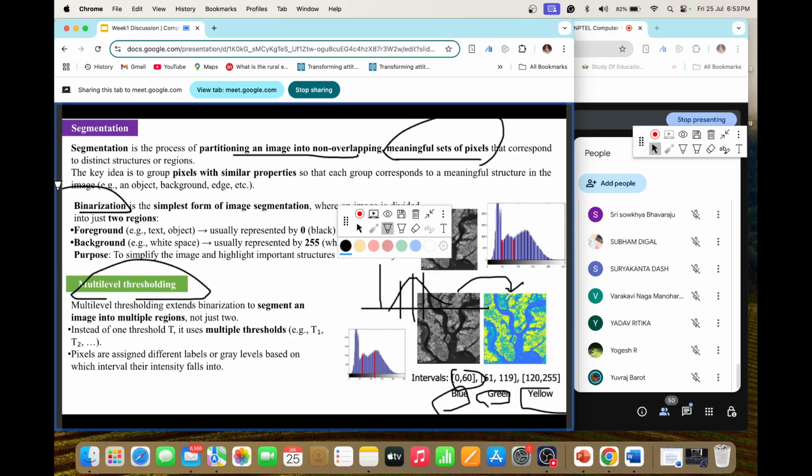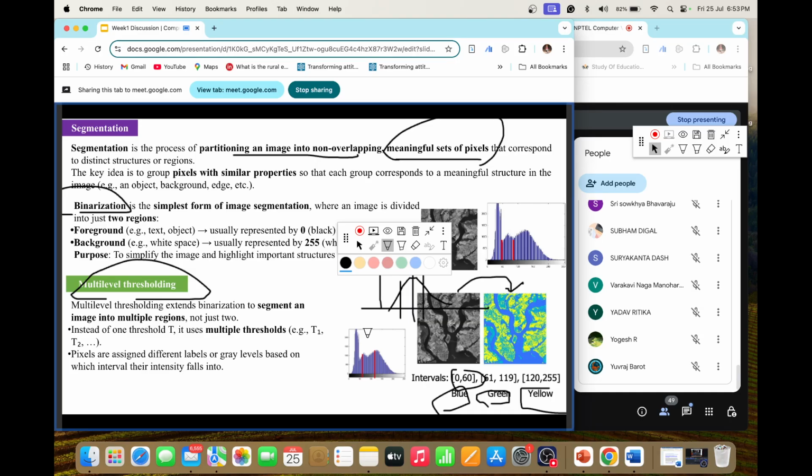Binarization is nothing but the simplest form of segmentation. Binarization means we choose only one threshold, but if we choose more than one threshold, that is known as multi-level thresholding, or segmentation. Segmentation means the same multi-level thresholding, but we also give colors to each threshold to derive meaningful sets of pixels.